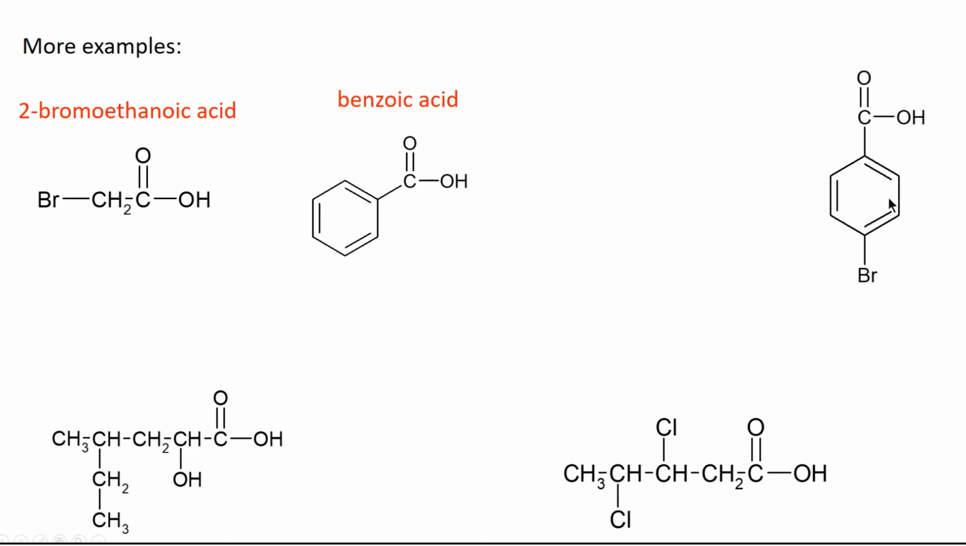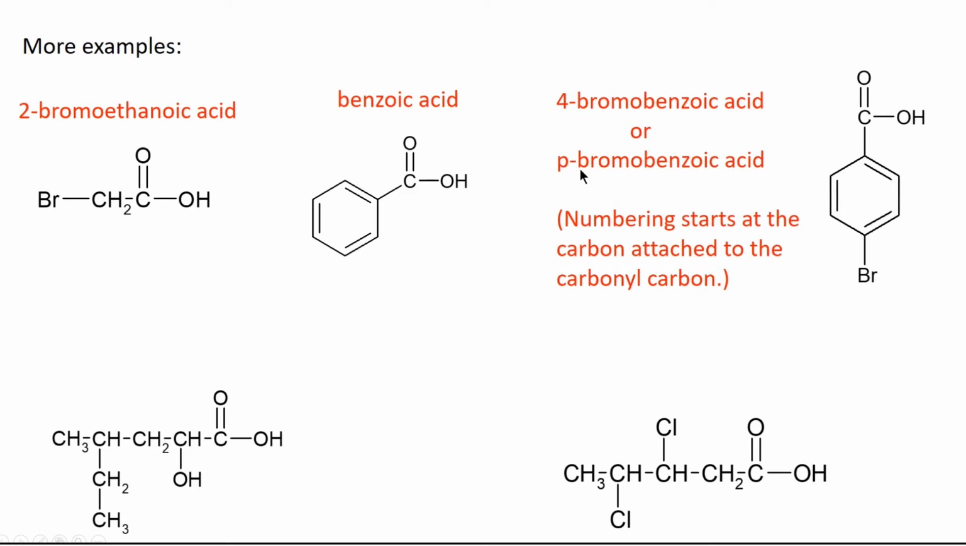Once you have a benzene ring that only has 2 functional groups on it, this is when you can use meta, ortho, and para. So we've got the benzene group with the carboxyl group. This is named as benzoic acid. And then bromines off of 1, 2, 3, 4. So 4-bromobenzoic acid or p-bromobenzoic acid.